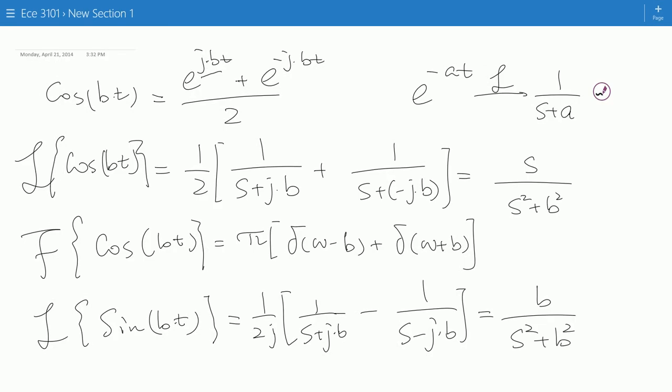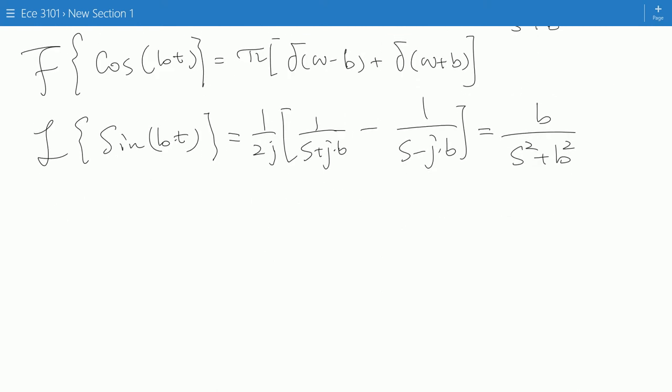Okay, let's continue. So we're done with cosine and sine functions. What's next? So we can do something else. For instance, we can do, let's say, e to the power negative at and cosine bt. Okay? This is something we have seen before.